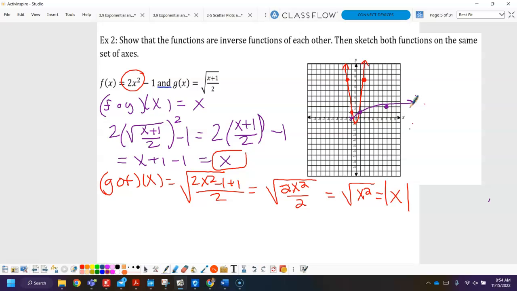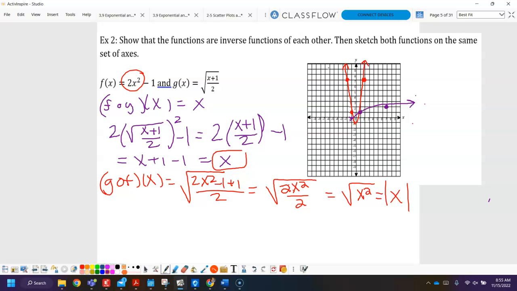Because the absolute value makes this all positives. So they're not true inverses because you only have the top half of the square root function, which means that it's only really reflective or inverse to half of the square function.